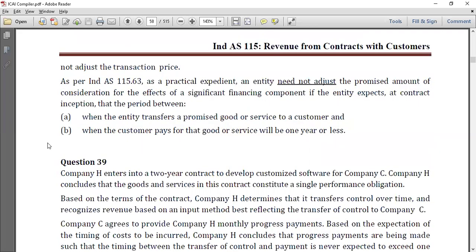So here we are talking about the practical expedient. An entity need not adjust the promised amount of consideration for the effect of a significant financing component if the entity expects, at the contract inception, that the period between when the entity transfers a promised good or service to the customer and when the customer pays for that good or service will be less than 1 year. If that period is less than 1 year, then it need not adjust for any significant financing component. Okay, that is the practical expedient. Less than 1 year, you need not adjust anything.